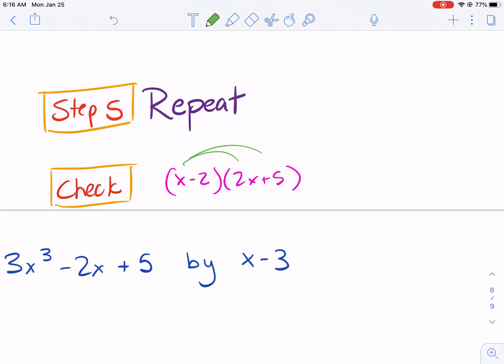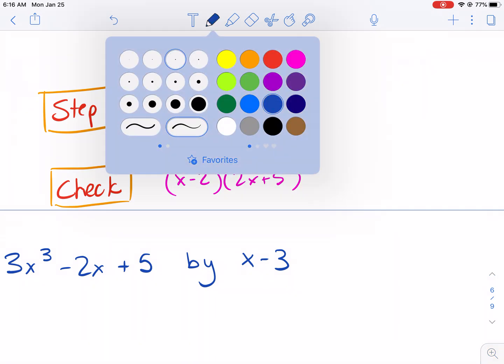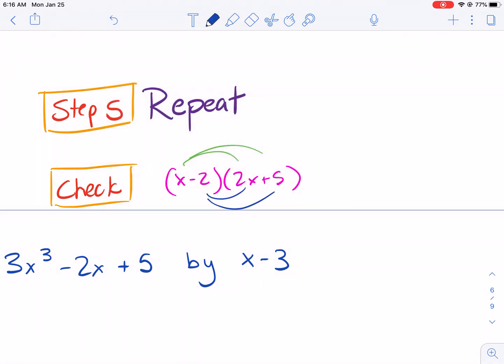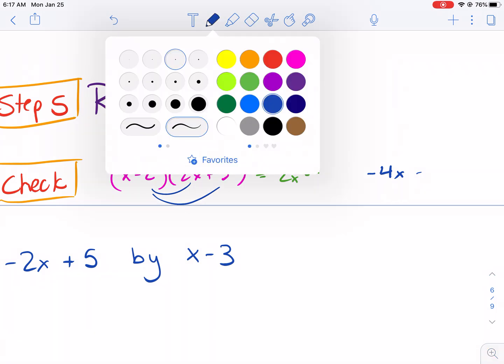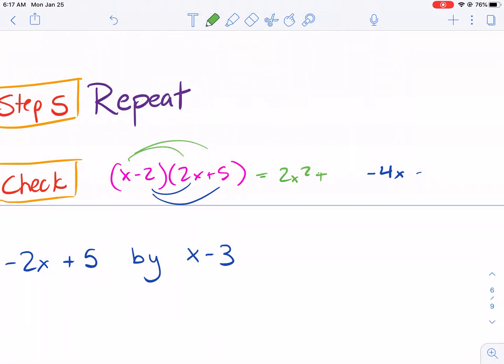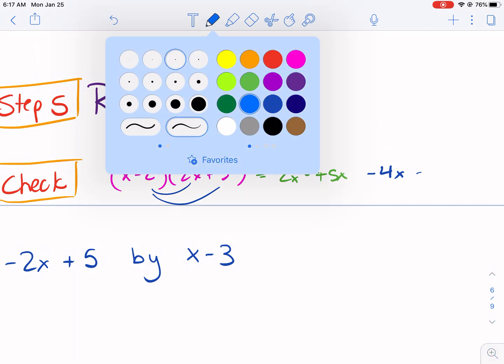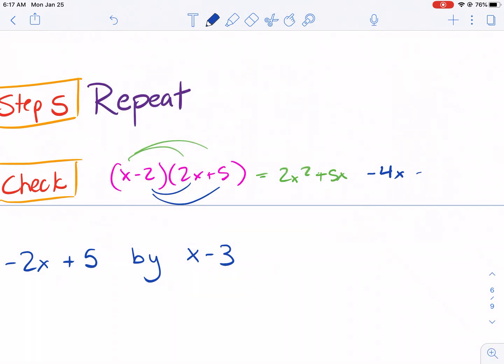And we can easily do that right here. So we're going to FOIL, or however you want to call it, or I like to just call it distribute. And we're going to get 2x squared minus 10. Now we're going to go on to blue. Minus 4x. I think I messed up. So we get x minus 2, 2x plus 5. We get x, 2x squared, plus 5. Oh, I'm not sure what happened here. This is supposed to be plus 5x. There we go, plus 5x. Then we get minus 4x. There we go. Minus 10.